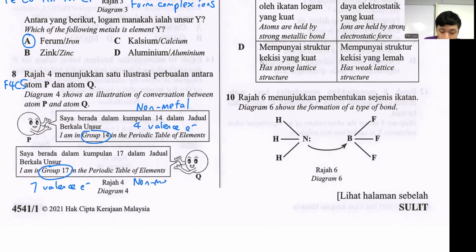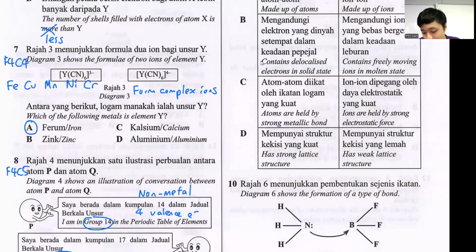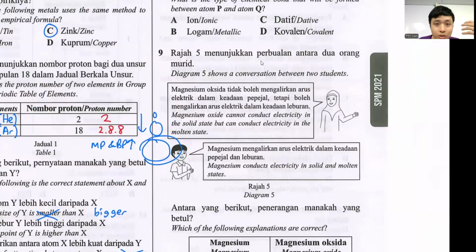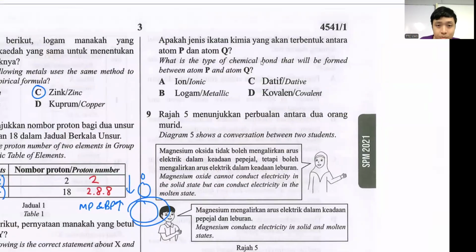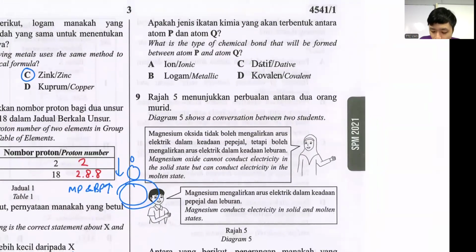Normally metal has 1, 2, 3 valence electrons. If you see 4, 5, 6, 7 valence electrons, it means non-metal. So in this case, you can already think, this is non-metal, right? So the type of chemical bond formed is very easy. This is covalent bond. If you want to know the information, P is 2.4, Q is 2.8.7.